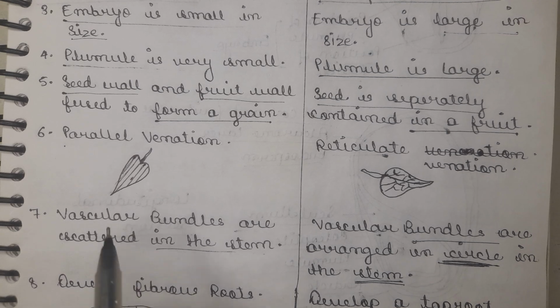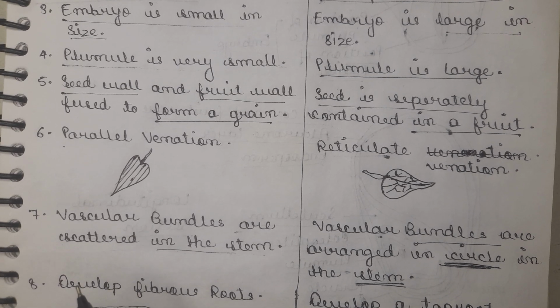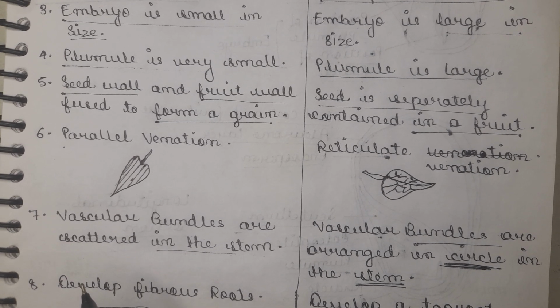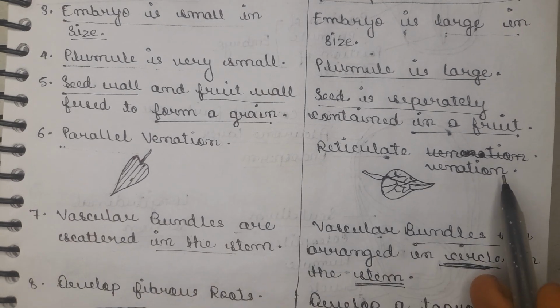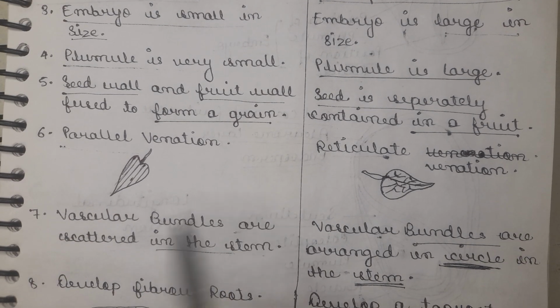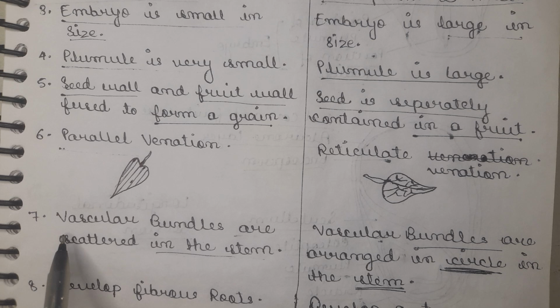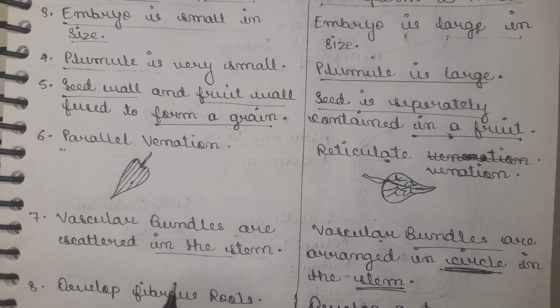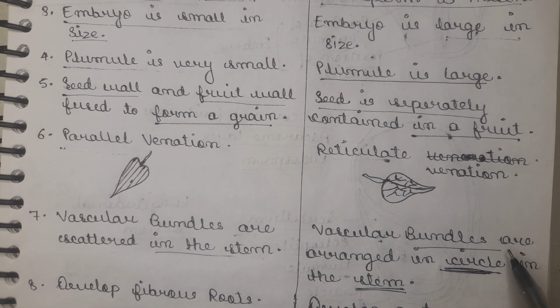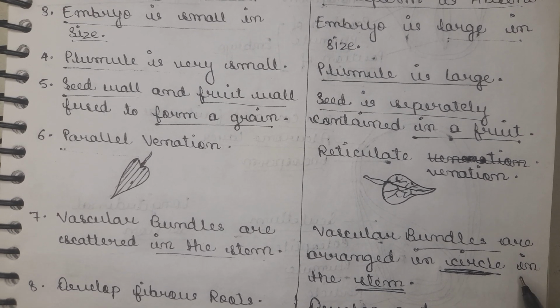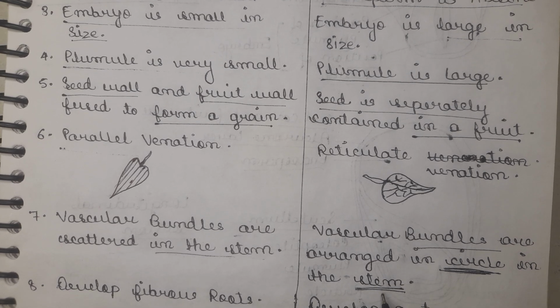So if you have to answer any two differences in the structure of the plants that grow from the monocot and the dicot seed, you can give two examples: the parallel venation and the reticulate venation, which is the arrangement of the veins. And the second one is the vascular bundles. That means in the monocot seed, the vascular bundles are scattered all over the stem, and in the dicot seed, they are arranged in a circle inside the stem.